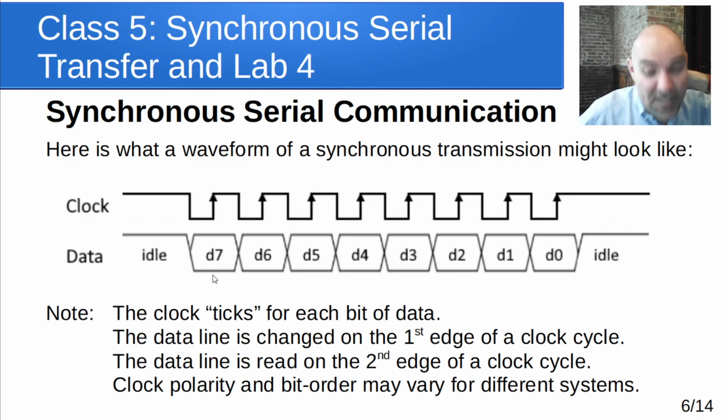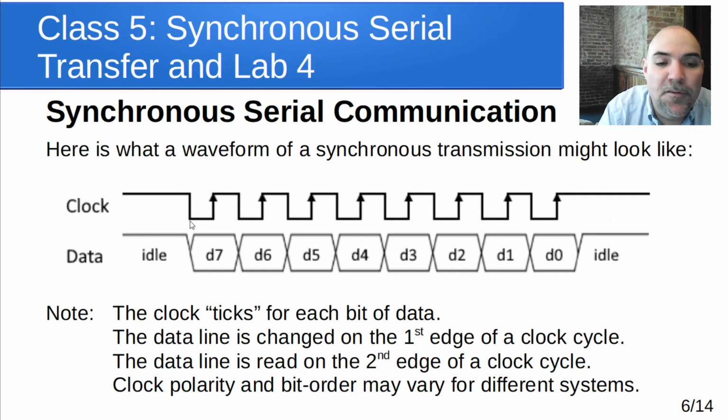So the data line is changed on the first edge of each clock cycle, in this case the falling edge with the clock idling high like we have, and then the data line is read by the receiver on the second edge of the clock when it goes high. Now there are systems that read on both the falling edge and the rising edge. For example, some memory in your PC transmits data synchronously using a clock to talk to the memory SIM cards, the DDR RAM modules. DDR is double data rate. They do something like that where the clock goes low, it transmits data, clock goes high, transfers data, and so forth. But in most systems, it's like this.